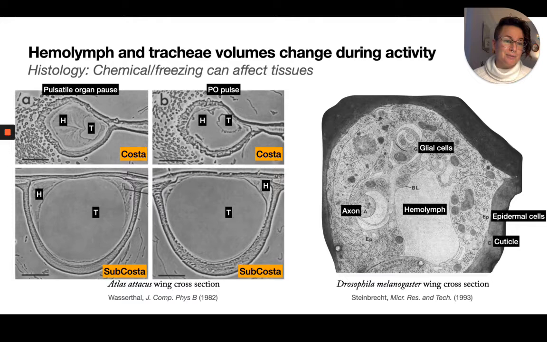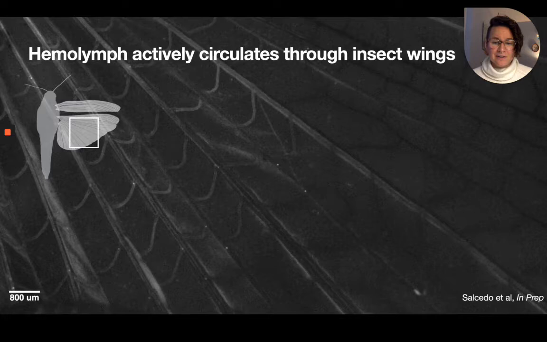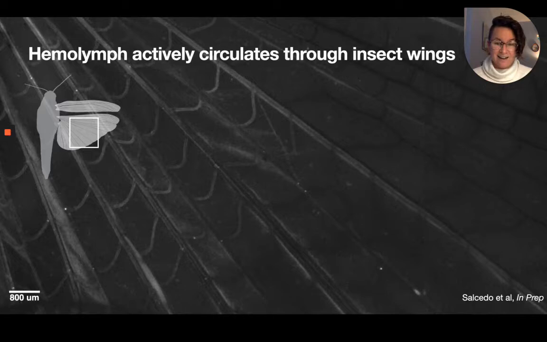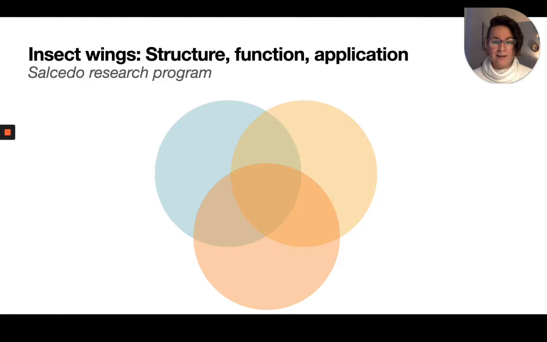So here you're looking at fluorescent particles marching along with the active current in a grasshopper wing. So my previous work has involved tracking the circulation and flow within Schistocerca americana's wings, showing that it's an active movement.